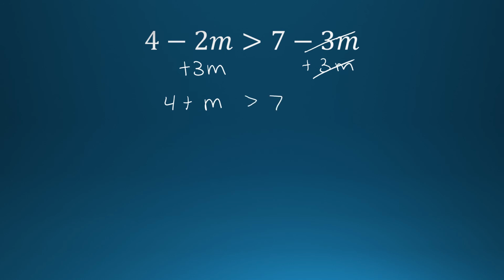And the nice thing is the last step here is just to subtract 4 from both sides. So we have m is greater than 3 because the 4 and negative 4 will cancel out on the left. And so notice here we never changed the inequality symbol because we never multiplied or divided by a negative number. So in this case, we didn't have to worry about that. So same as solving equations, except if you multiply or divide by a negative number, you have to flip that inequality symbol.